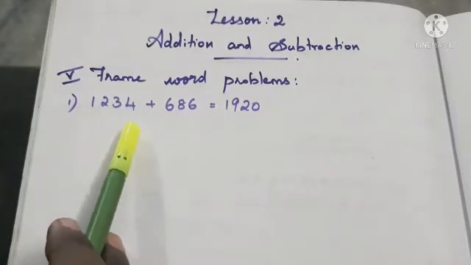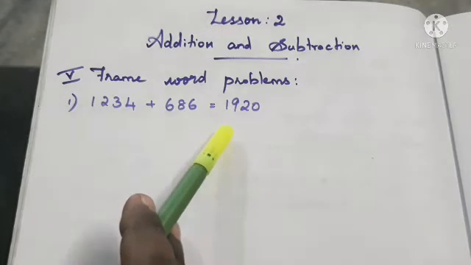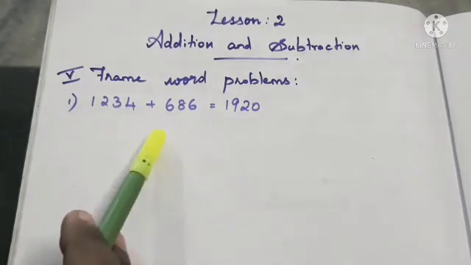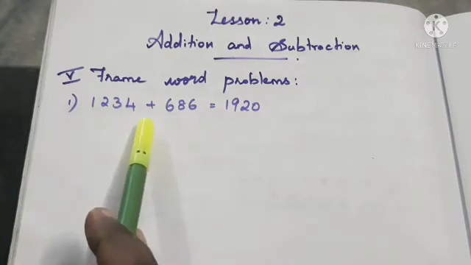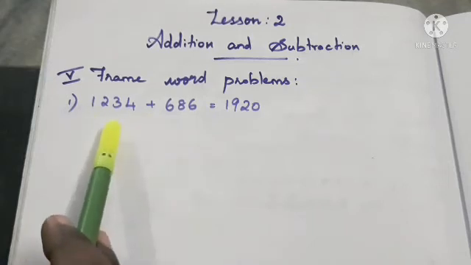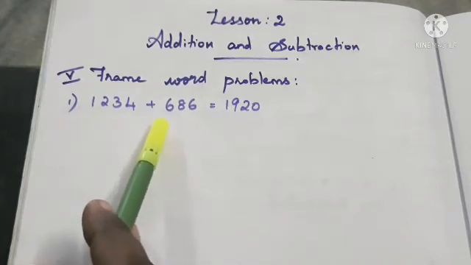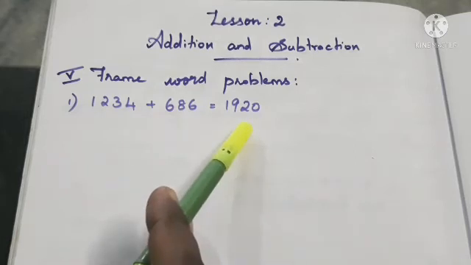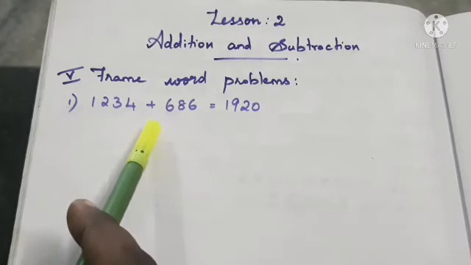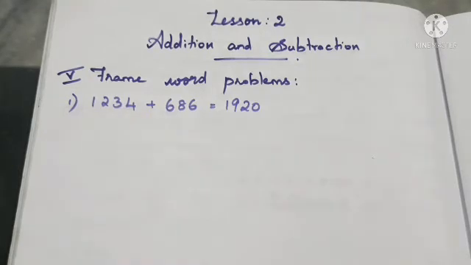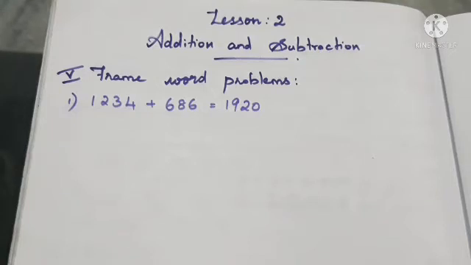1234 plus 686 is equal to 1920. Here we are going to frame a word problem using addition. The plus symbol is there, isn't it? So they added these two numbers, 1234 and 686, and got 1920. For these numbers we have to frame a word problem using addition. It's our wish, so we can frame the word problem in our own sentence.